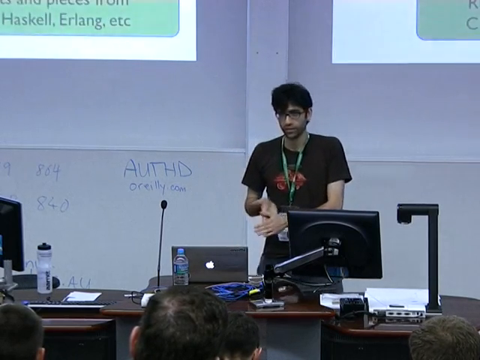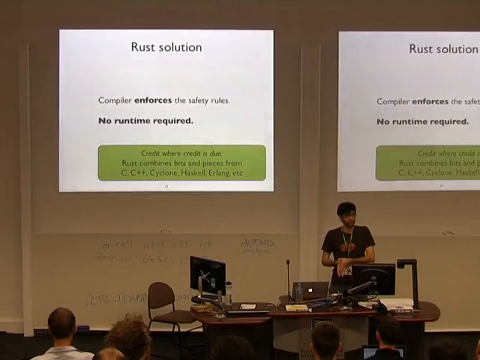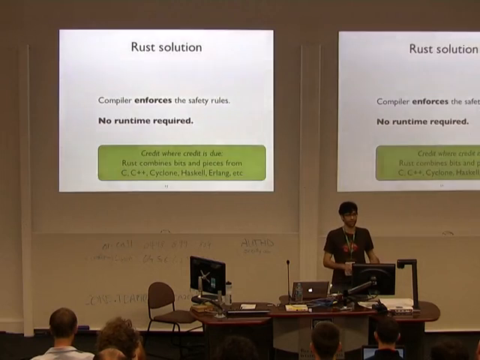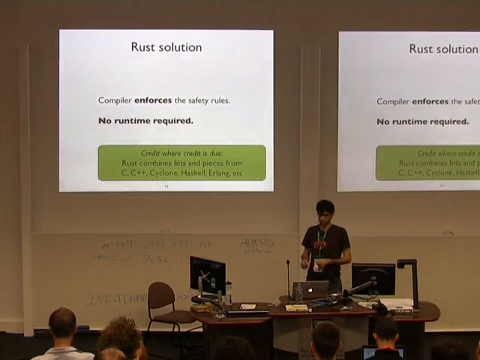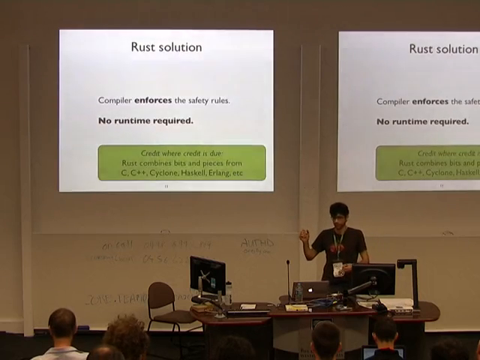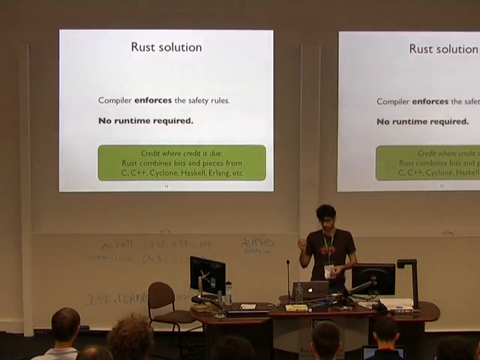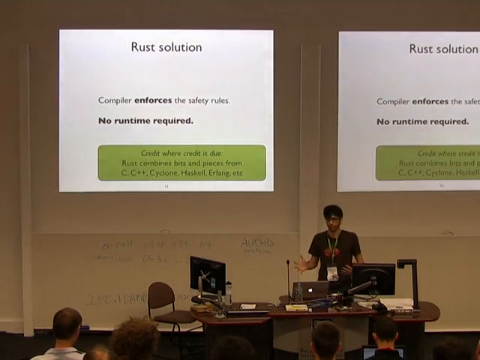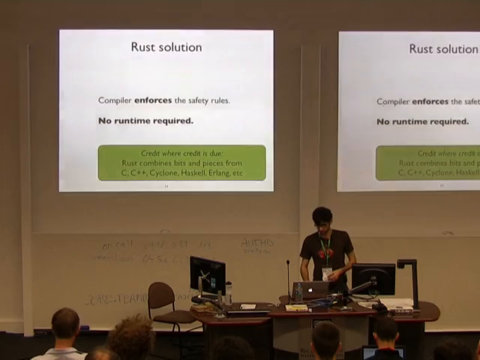So to be fair, I called this the Rust solution. But really, the Rust solution is taken by bits and pieces from lots of other languages and a lot of academic research and so forth. So I think the biggest influences are probably C and C++, of course, Haskell and Erlang, and Cyclone, which is an academic language. But I think those of you who know a lot of programming languages will see things that you recognize as I go along.